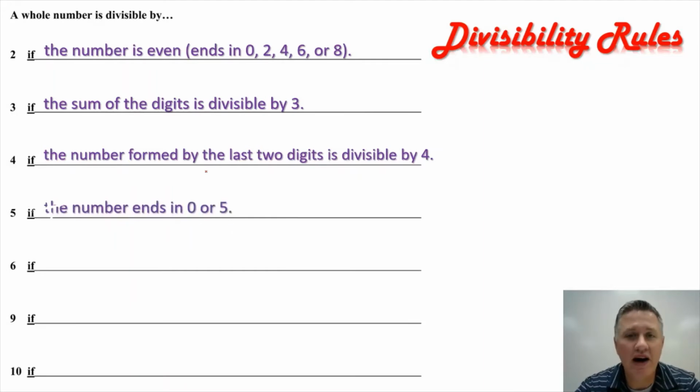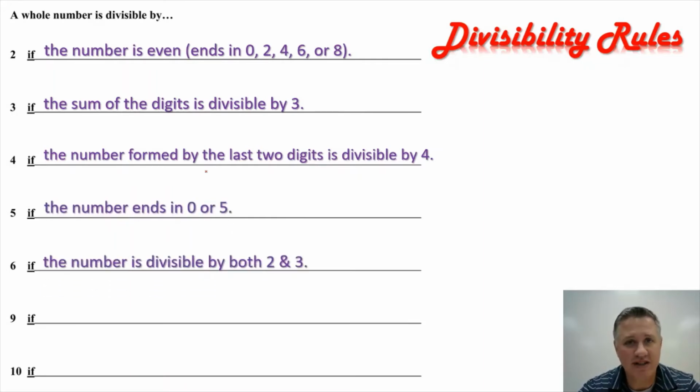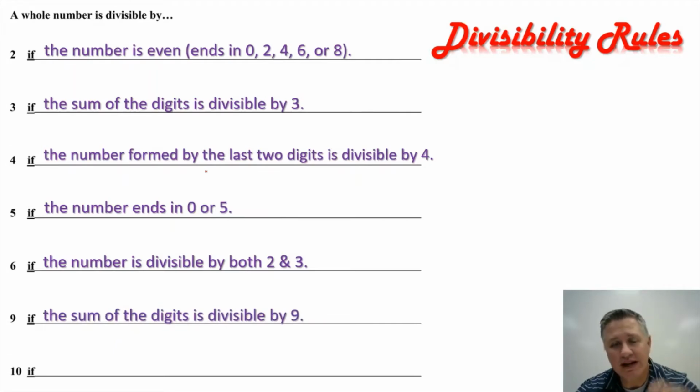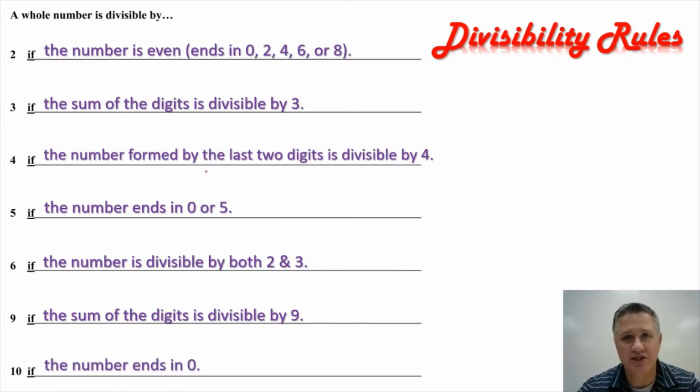All right, 5, if it ends in 0 or 5. 6, you know if it passes both 2 and 3, it's also divisible by 6. 9, add up the digits again, which is called the sum, and see if that's divisible by 9. 3 and 9 have almost the same rules. And how do you know a number is divisible by 10? Finally, if it ends in 0.